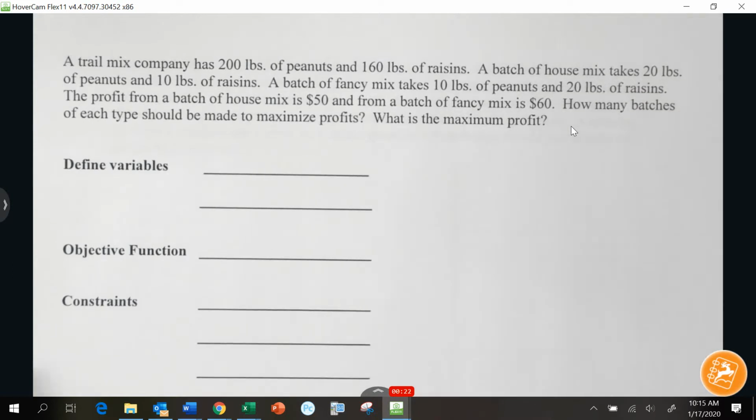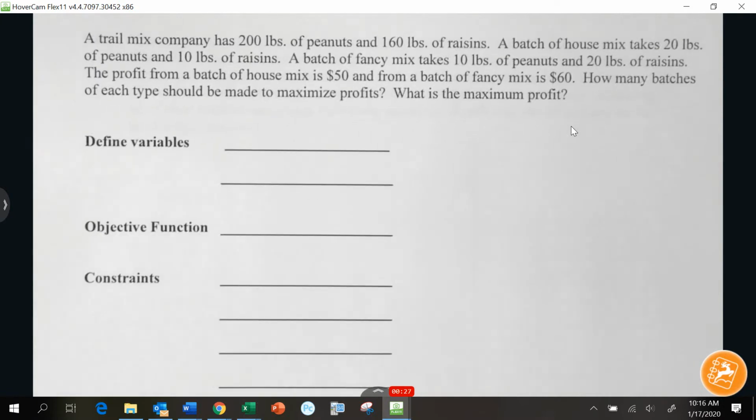So we're going to define variables first. Defining variables means pick a letter and decide what that variable is going to represent. I can't tell you how important this step is, because with all these different things happening here, there's mixes and peanuts and raisins, and we're talking about profit, so writing down what your variables represent is very important. So what are we ultimately trying to find that we don't know, that could be a variable, something that could change?